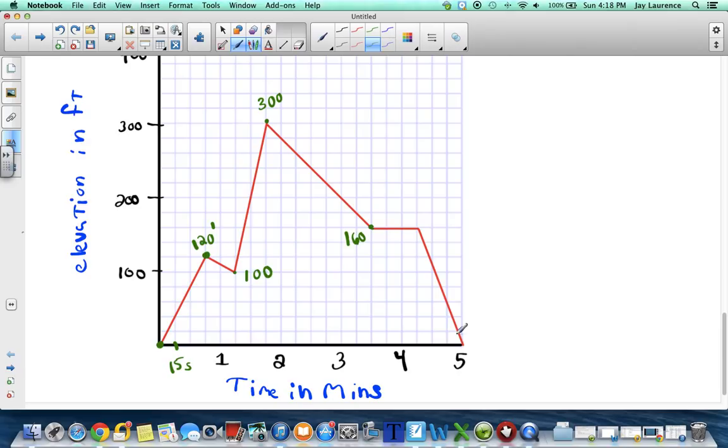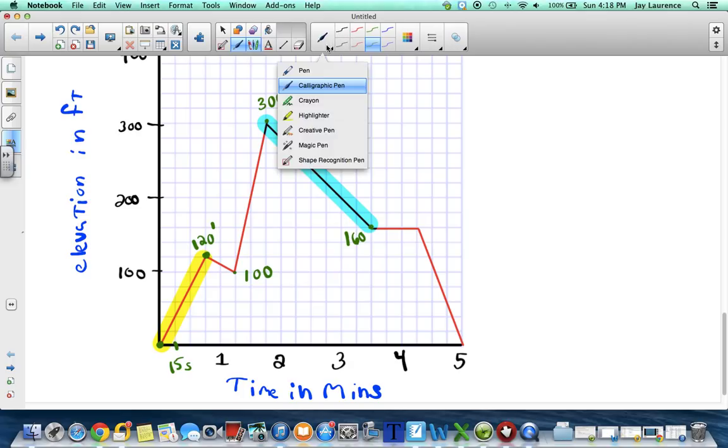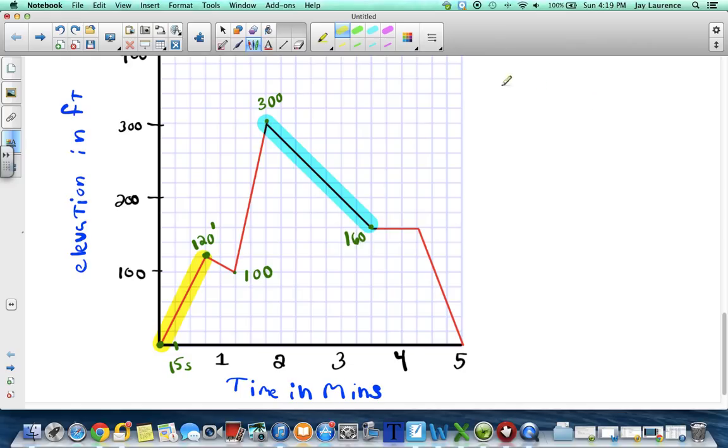tears. Okay, this is linear data, but I want to know if you can find the speed of the helicopter, the upward or downward speed, and we're going to find it of two segments. We're going to find it of that segment, and we're going to find it of this segment here. Okay, so let's see if we can do it. Let's do the yellow segment first.